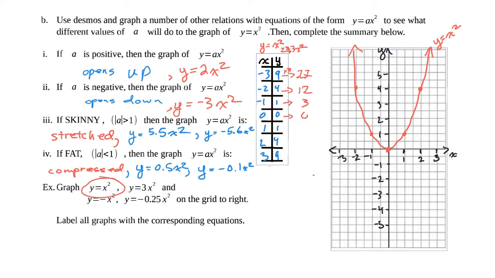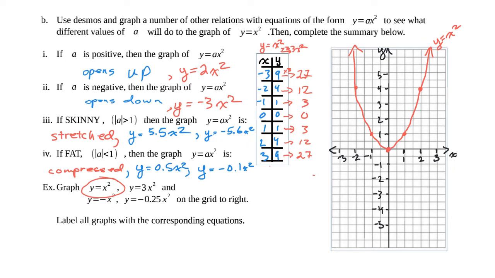0 times 3 gives us 0. What was this? 1 times 3 is 3. Then 4 times 3 is 12. And then again, one more time, 27.